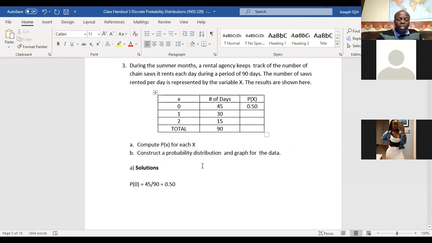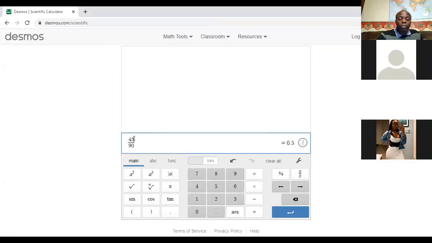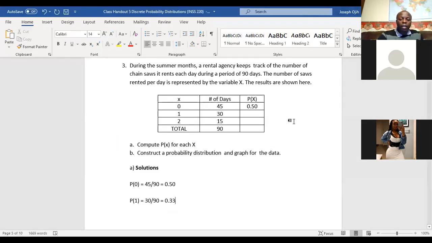Then the probability of one chainsaw being rented is 30 out of 90. So you have 30 over 90. That gives us, in decimals, 30 divided by 90, which is 0.33333. Stop at the second decimal place so you can graph it: 0.33. I'm going to use 0.33, and add it here as well.